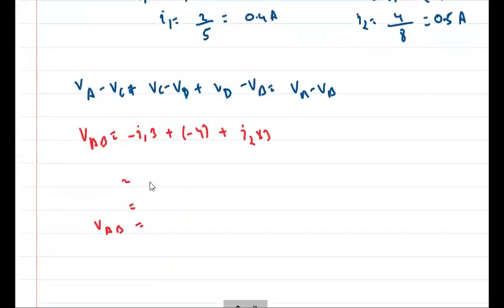Right? So it is what? It is minus 0.4 into 3 minus 4 plus 0.5 into 3. So it is basically 3 minus 3.7. Minus 3.7. Anyone have any doubt? So VAB is equal to minus 3.7.